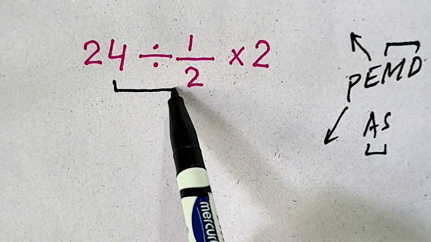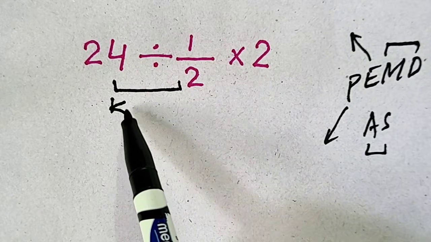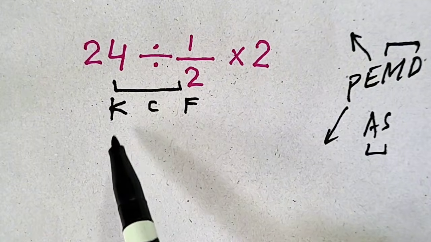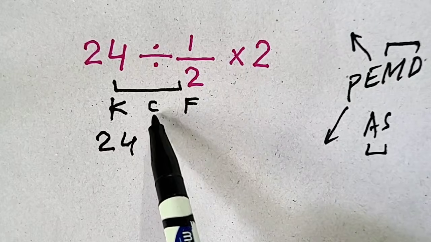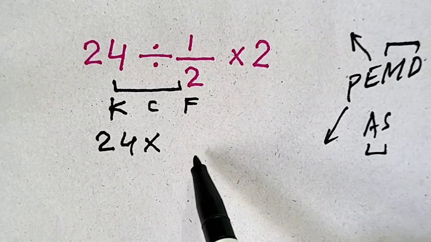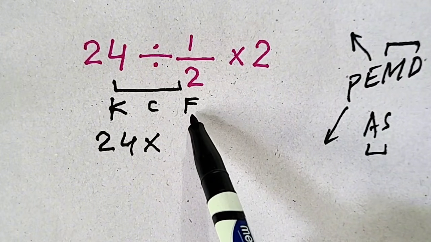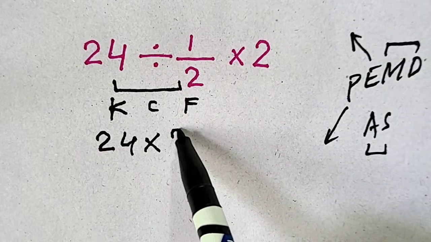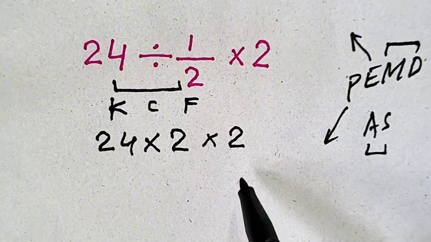So to solve this, we have another rule which is called the KCF rule. K stands for keep it, so 24 is kept itself. C stands for change, so change it. Divide is changed into multiplication. And 1 by 2 is referred to as F, which means flip, so we have to flip it. It would be 2 times 2.